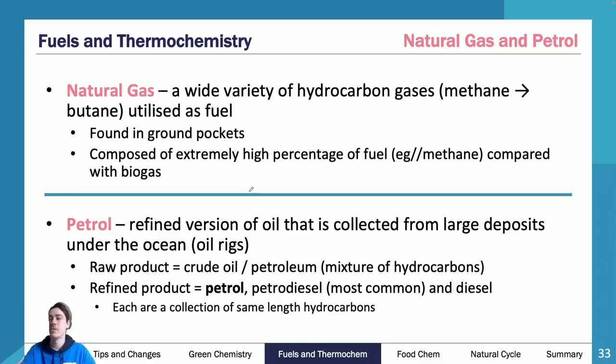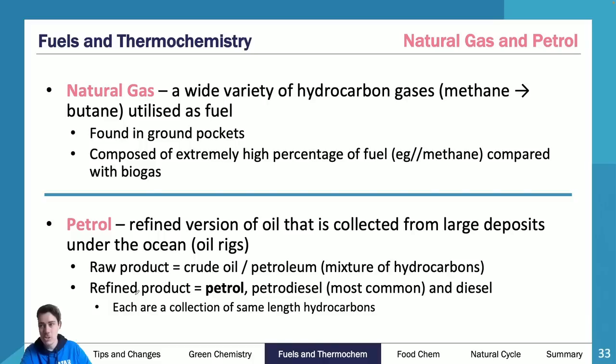Each of these collections, it says here, is the same length of hydrocarbons. We try to keep them the same. Sometimes there's a couple of different ones, as in diesel and petrodiesel. Petrol, they try and keep pretty pure. They try and keep it mainly octane. And that's why each of these sort of release different amounts of energy.